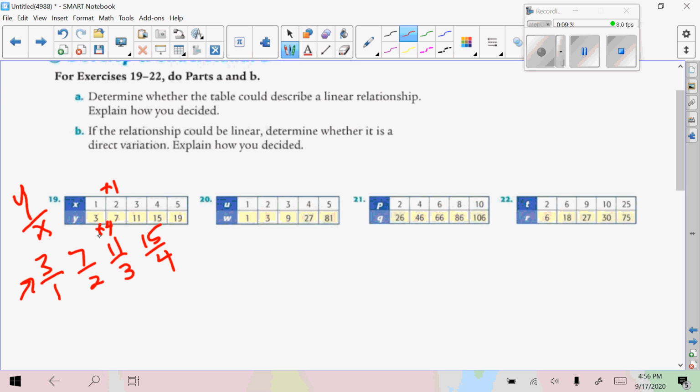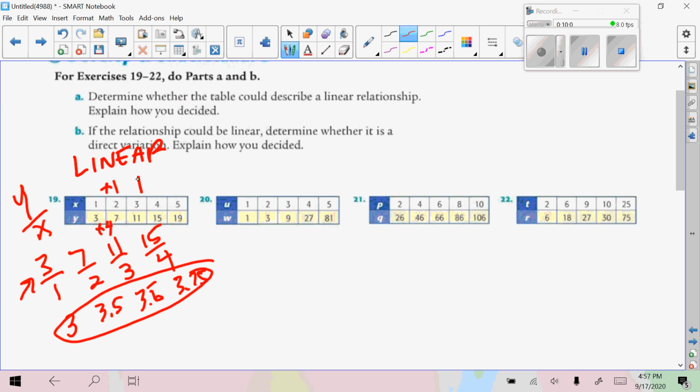So in this first one, dividing those you get 3, dividing those you get 3.5, dividing these you get 3.6 repeating, and on this one you get 3.75. Obviously those aren't the same numbers, so you're going to say no. It is linear though, because the numbers are going up by the same amount. It's not a direct variation though, because we can see that they're not proportional. The ratios do not equal each other. So why don't you work on the other three, see what you think.